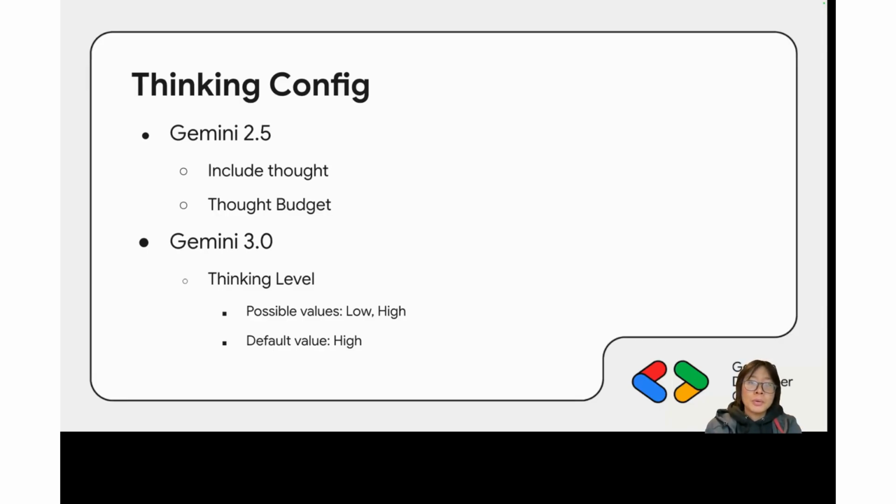In Gemini 3.0, a new property is added to the thinking config. It is called thinking level. It has two possible values, low and high, and the default value is high.